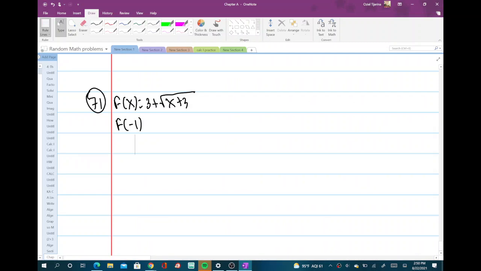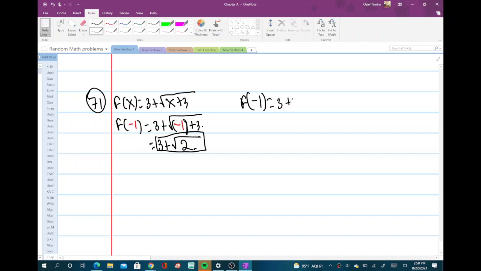And by the way, when we do f of negative 1 for this one, it's going to give you a square root that you can't really simplify very easily. If I do 3 plus the square root of negative 1 plus 3, that is going to give me 3 plus the square root of 2, and you can just leave it like this. So f of negative 1, if they don't want you to round it and they just want you to leave it like that, then just go ahead and put 3 plus the square root of 2.